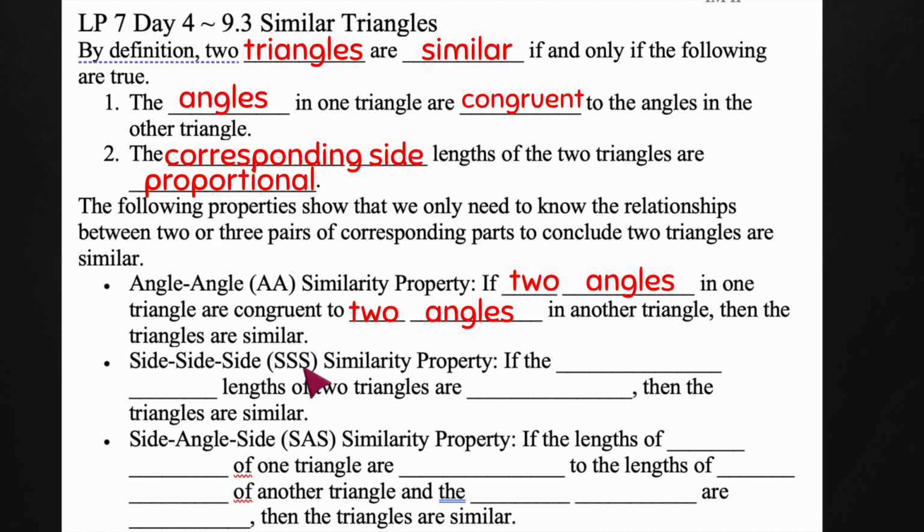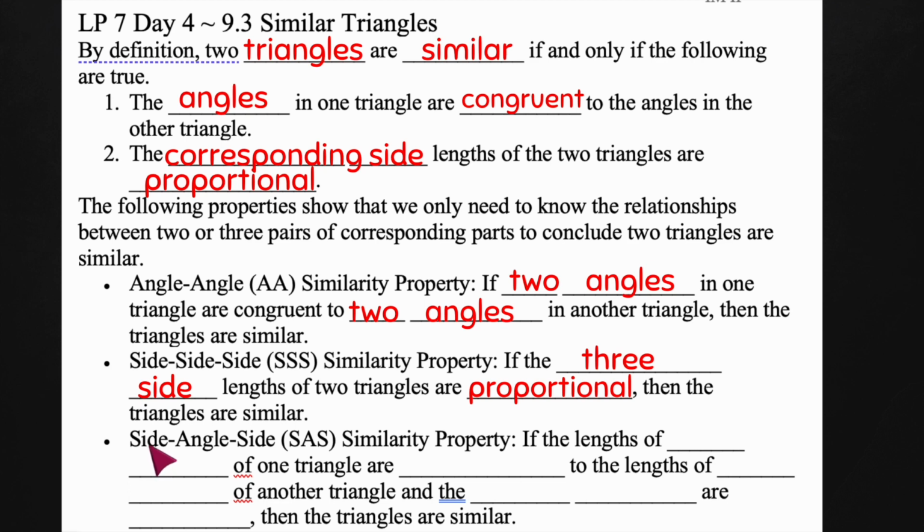We have side-side-side similarity. This is if the three side lengths of two triangles are proportional, then the triangles are similar. So this is just showing all the sides are proportional. We call that side-side-side. So really, angle-angle was number 1 for our first part of the definition, all the angles are congruent. And this was the second one, showing that the sides are proportional.